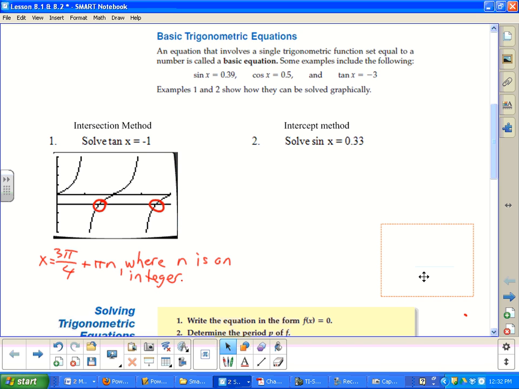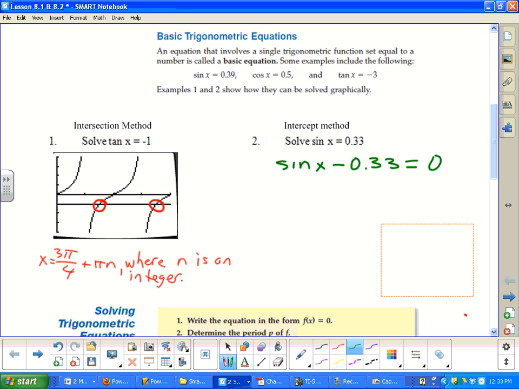Okay, so there's the intersection method. What's the intercept method? Because a lot of times the intercept method is actually easier than the intersection method. Look for x-intercepts. So if we're looking for x-intercepts, then what must be true about this equation? Has it equal 0. So my first step then is going to be to change this to sine of x minus 0.33 equals 0.